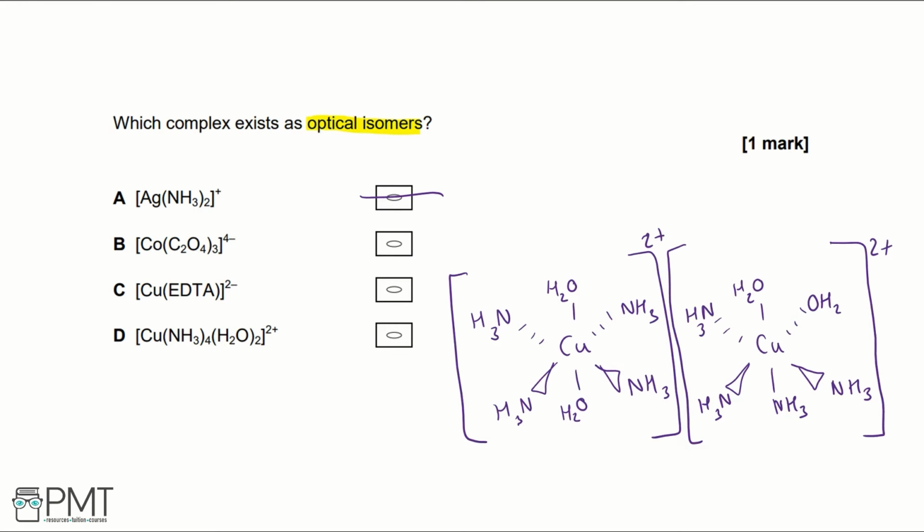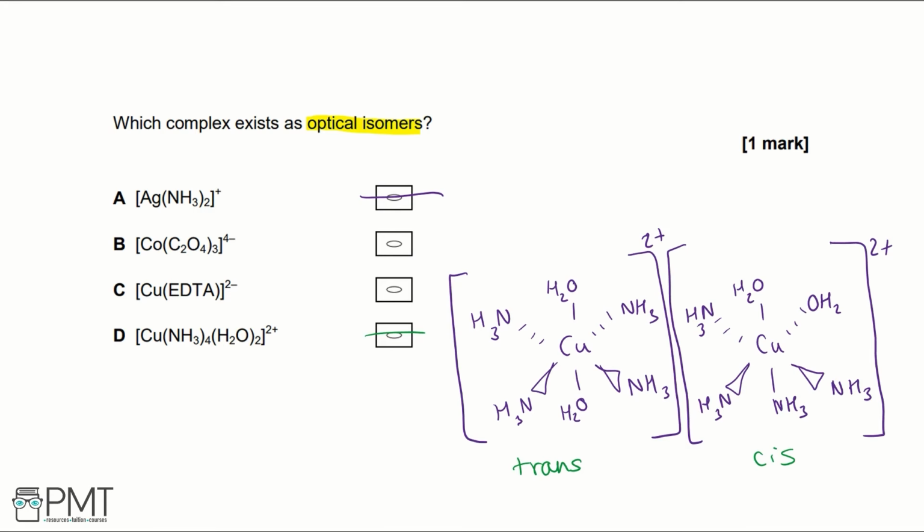So here I've drawn out the 2 different arrangements for D, and we have the trans configuration and the cis configuration. But if you did do the mirror image, you can see how the cis would remain cis and the trans would remain trans in terms of the configurations. So our answer can't be D because it won't have optical isomers, it just has cis and trans isomers.